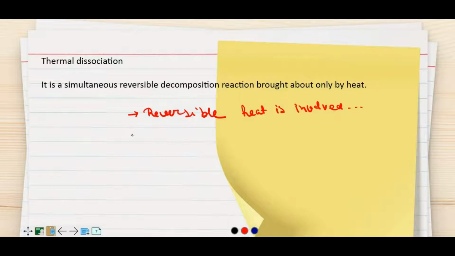Next, one half will show the synthesis, and the other half will show the decomposition. So all three types of characters are going to be displayed here. Only in one direction will there be thermal decomposition. In the reverse direction there will be synthesis, and obviously this is a reversible reaction where heat is involved.